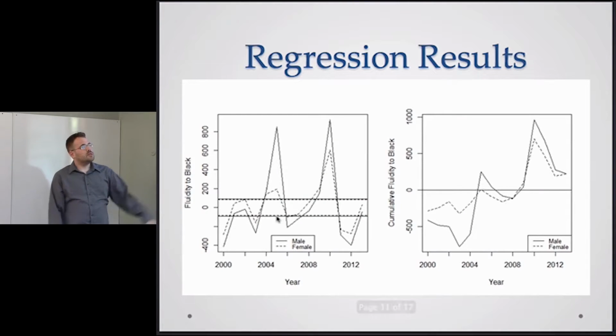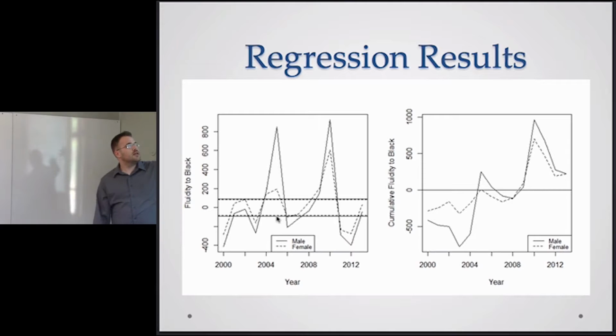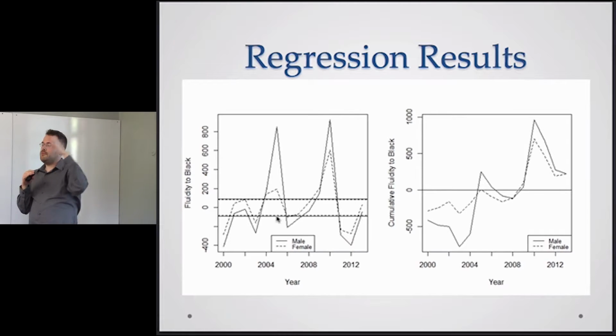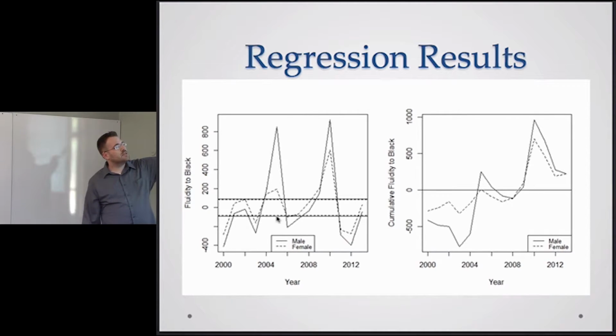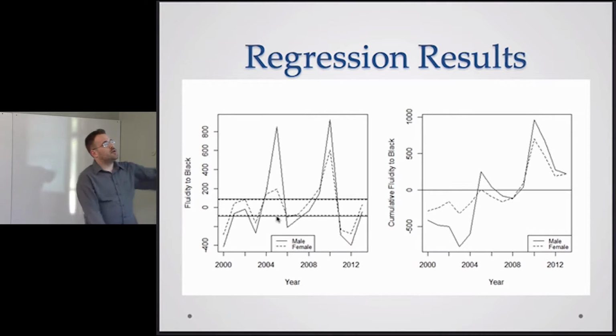So these are the results. On the left is each year's estimate of categorical change. The solid line is for men, the dashed line is for women, so you can think of the difference between those two lines as fluidity from one sex into the other. These are the standard errors, so anything that exceeds those bounds is a significant categorical fluidity in my model. So it does look like there is some significant fluidity happening.